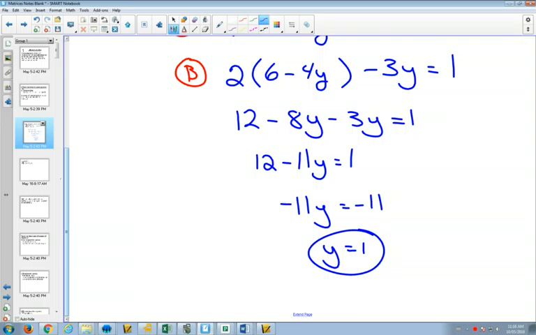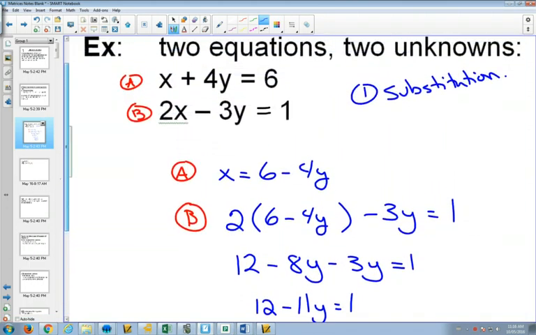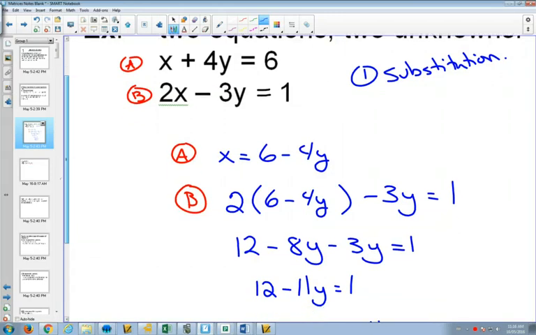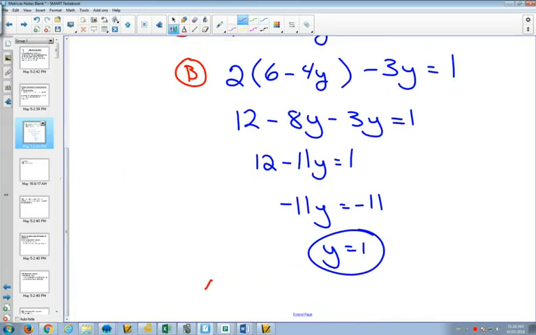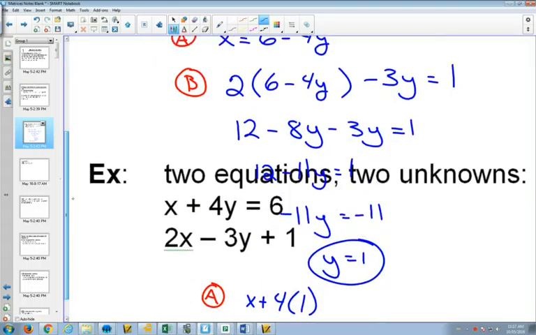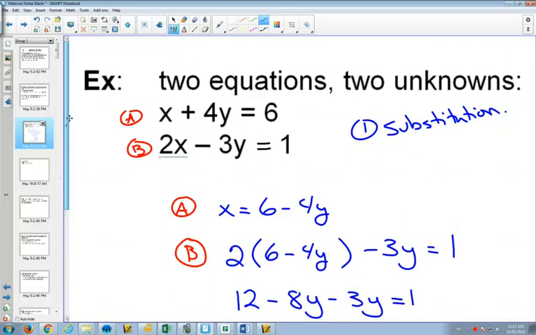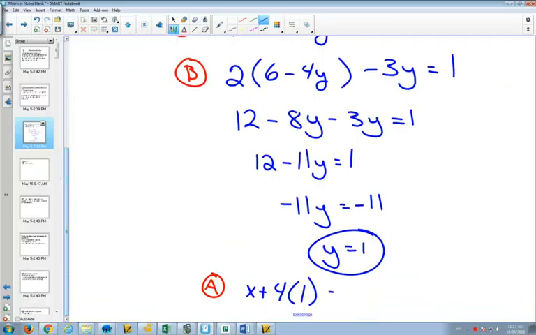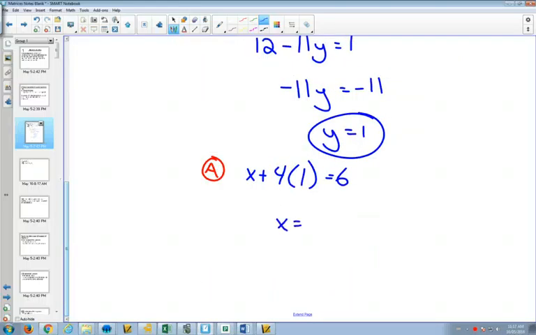Once you've solved for one variable, now you can take that value, y is equal to 1, go back to either equation A or B, and plug in 1 for y. So if I went back to equation A, it was x plus 4y, but now I can plug in 1 for y because I know that's the solution. And it was equal to 6. Subtract 4 on both sides, and I get x is equal to 2.